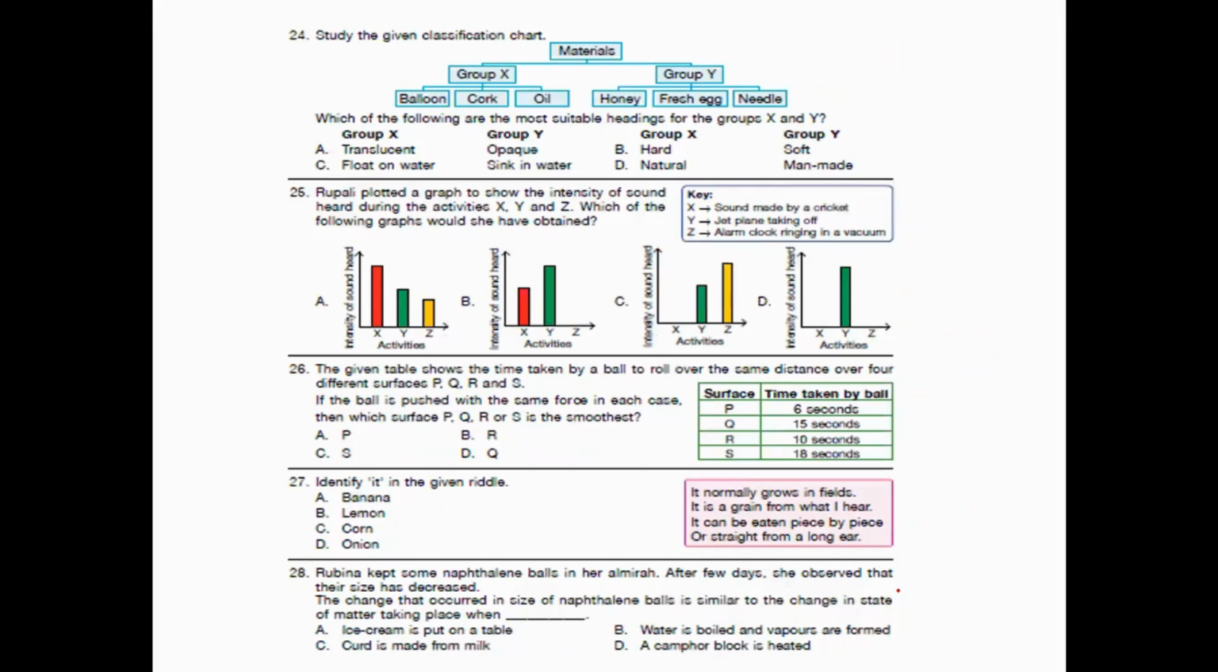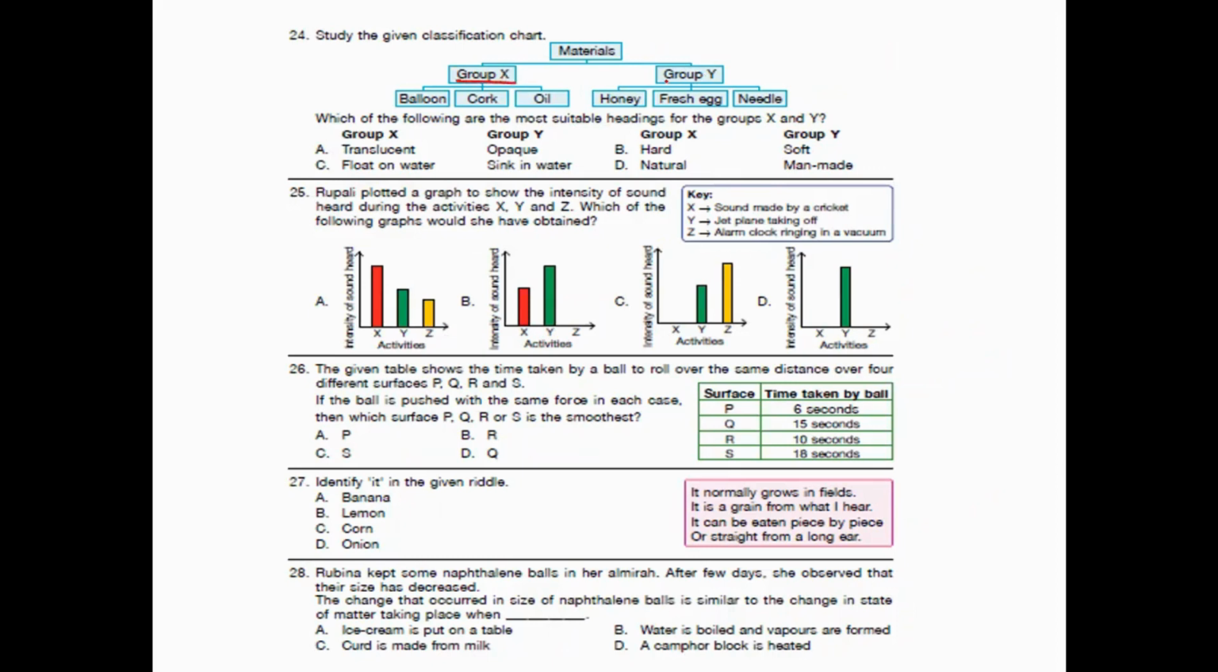Coming to question number 24. Question number 24 says, study the given classification chart. So here we have to study the chart, and which of the following are the most suitable headings for the group X and group Y. So we have to select a perfect heading for group X and group Y.